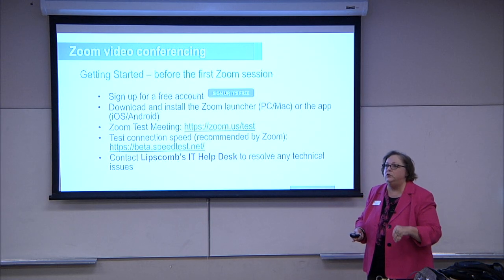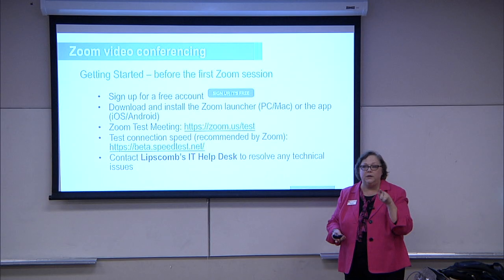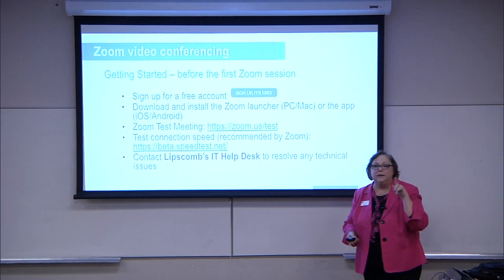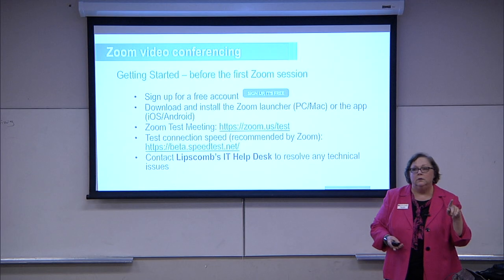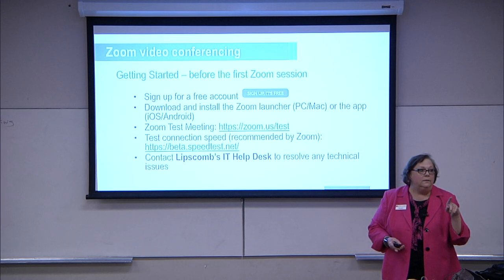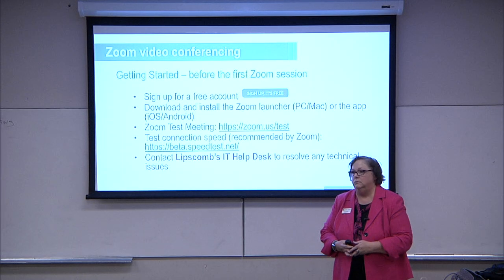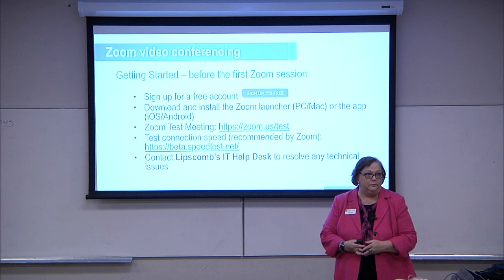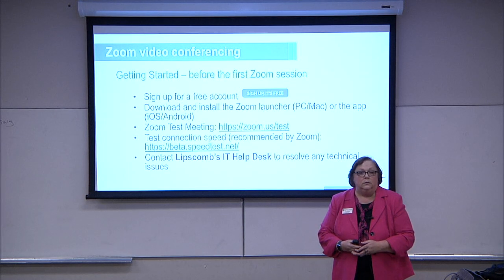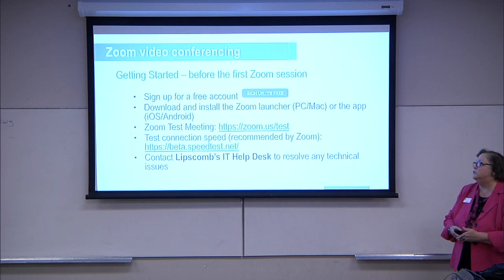To do that, you go to zoom.us to make your account. Zoom.us. Now here's the key. When you go to make your account, you need to use your Lipscomb email address for that account. That is the way Zoom is going to know you're part of the Lipscomb group in Zoom. Okay? So you go to zoom.us, sign up for your free account using your Lipscomb email address.